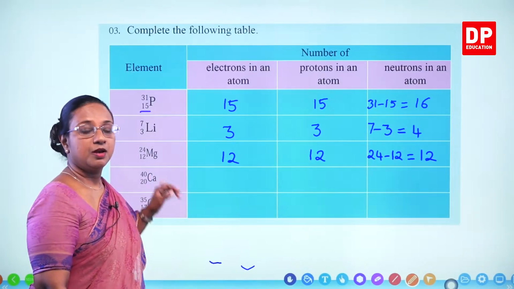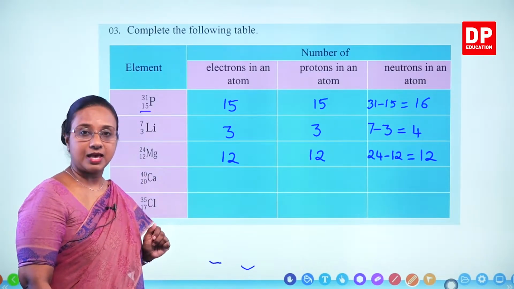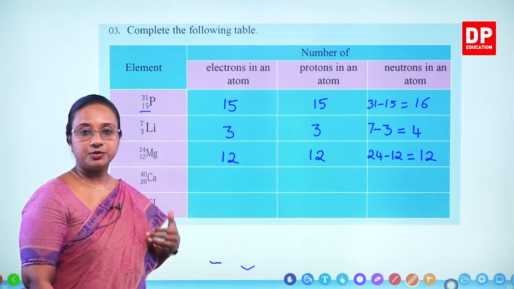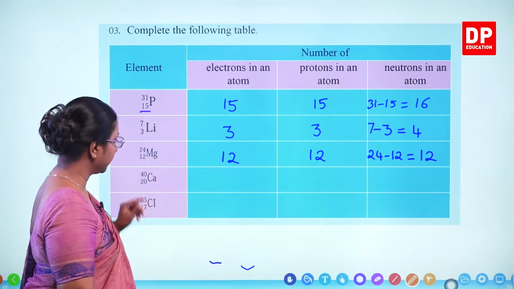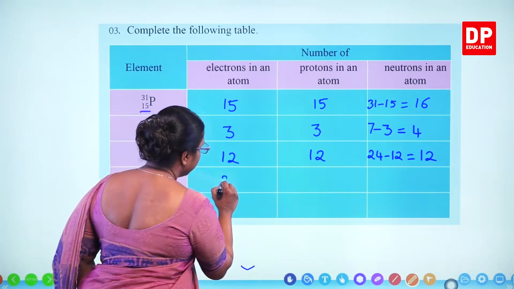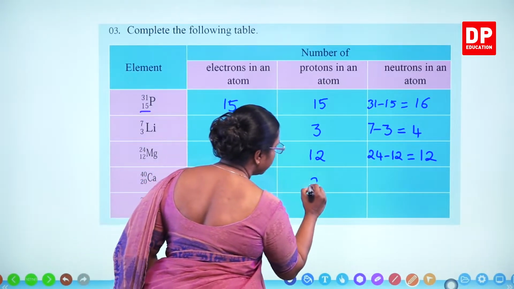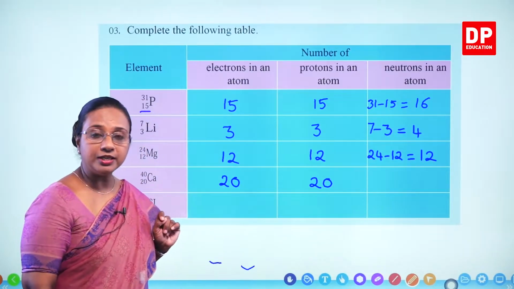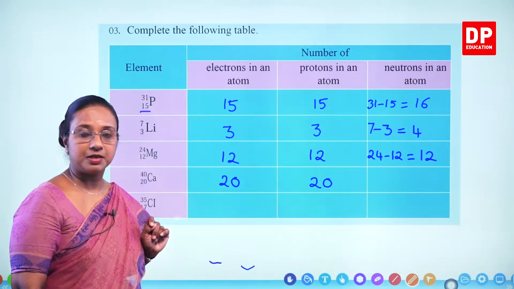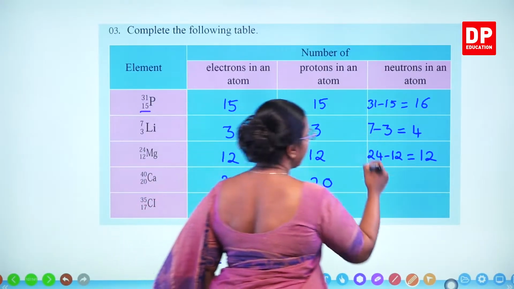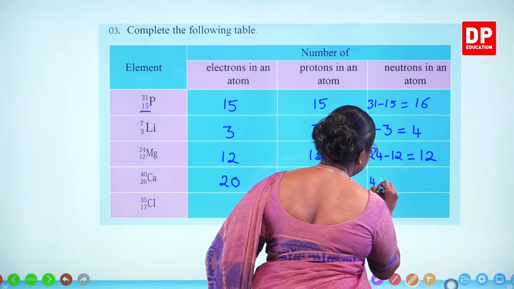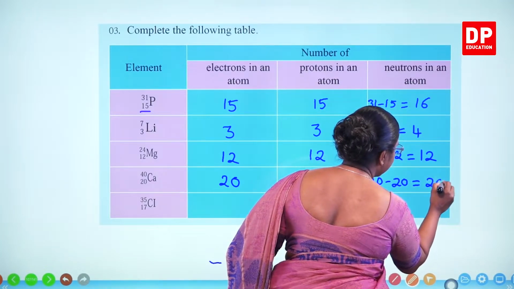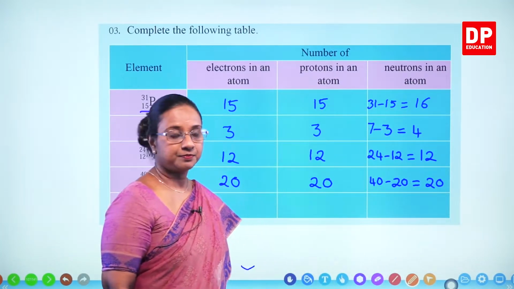Calcium-40, 20 calcium. The atomic number equals the number of protons and electrons, so that is equal to 20. 20 electrons, 20 protons, and we have 40 as the mass number. So the number of neutrons has to be 40 minus 20, that is equal to 20.